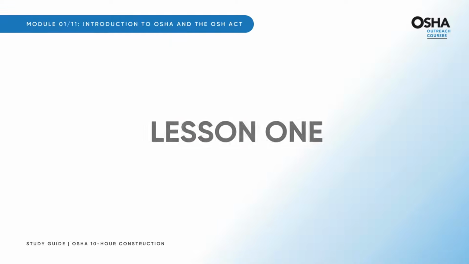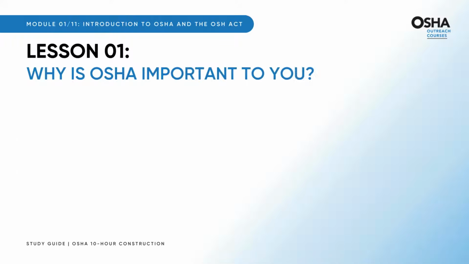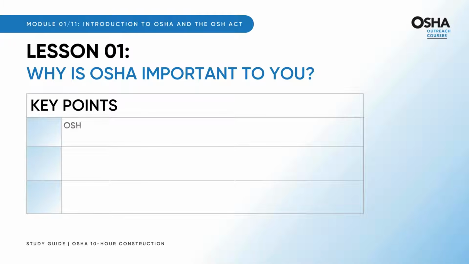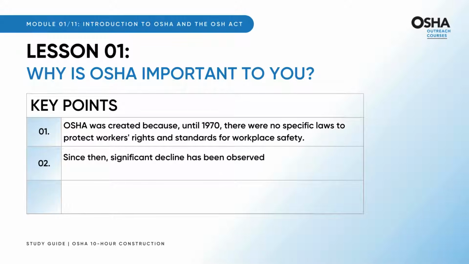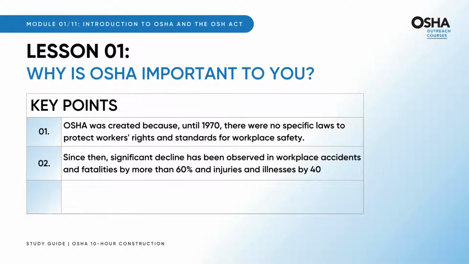Let's start the first lesson. Why is OSHA important to you? The key points are: OSHA was created because, until 1970, there were no specific laws to protect workers' rights and standards for workplace safety. Since then, a significant decline has been observed in workplace accidents and fatalities by more than 60% and injuries and illnesses by 40%.